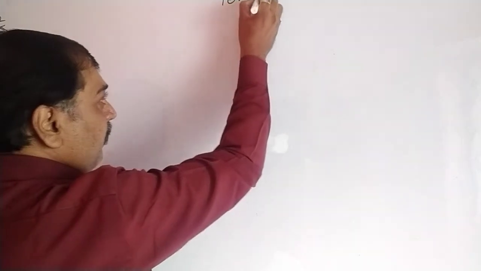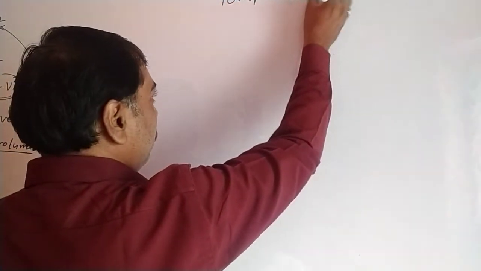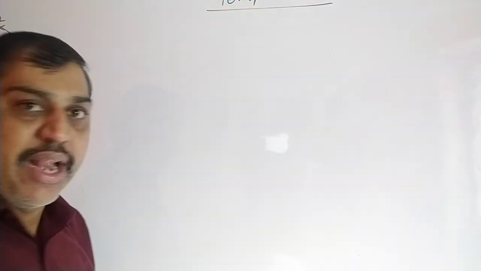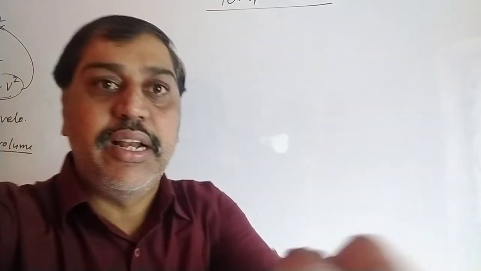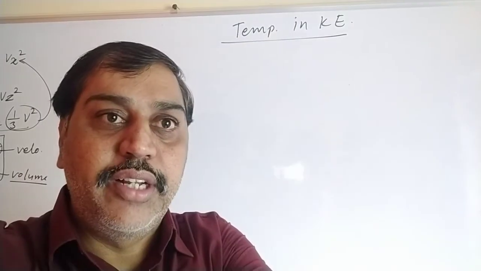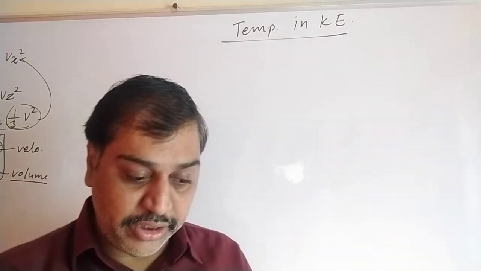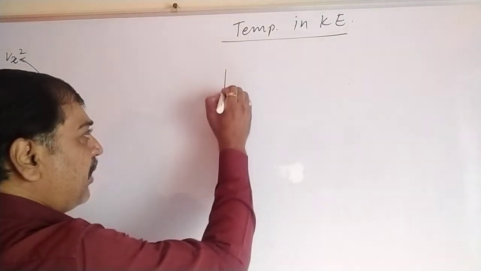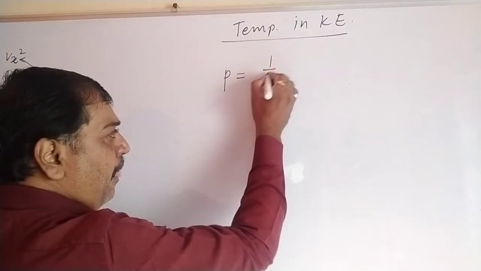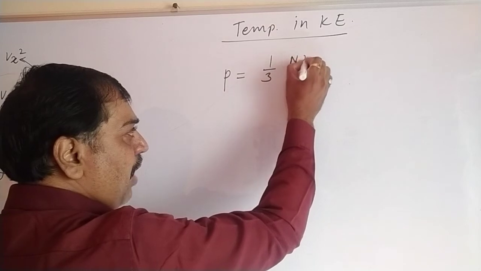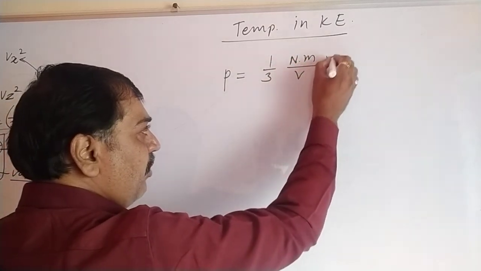So let's start with the next topic, interpretation of temperature in kinetic energy. How the temperature is related to kinetic energy, that we have to consider here. So before we go into detail, write down the equation for pressure. P equal to 1/3 N into m divided by V into V square.